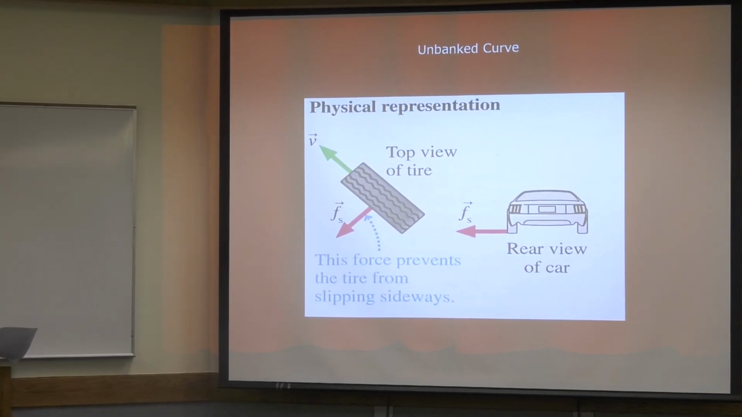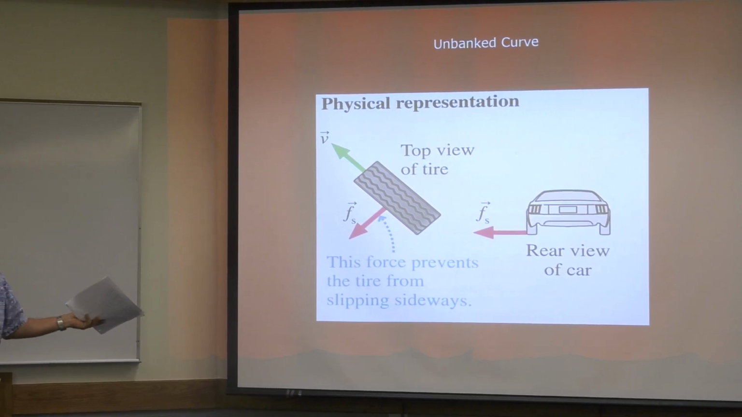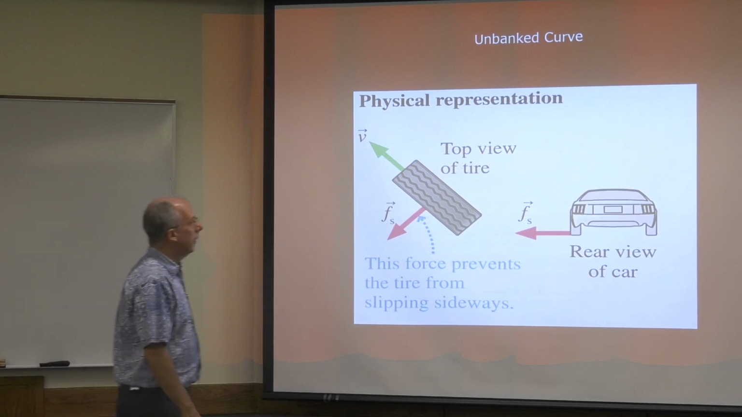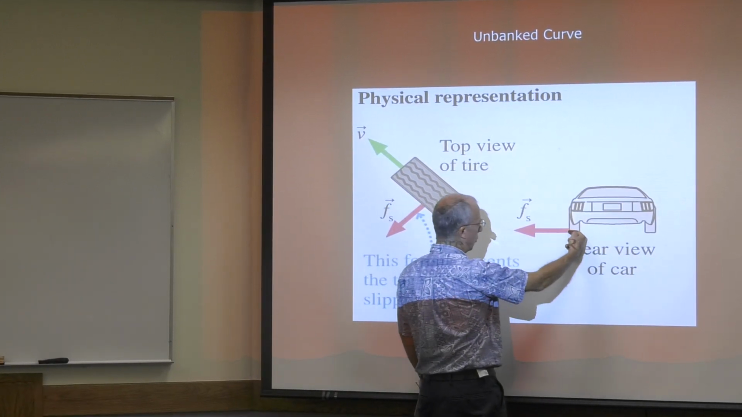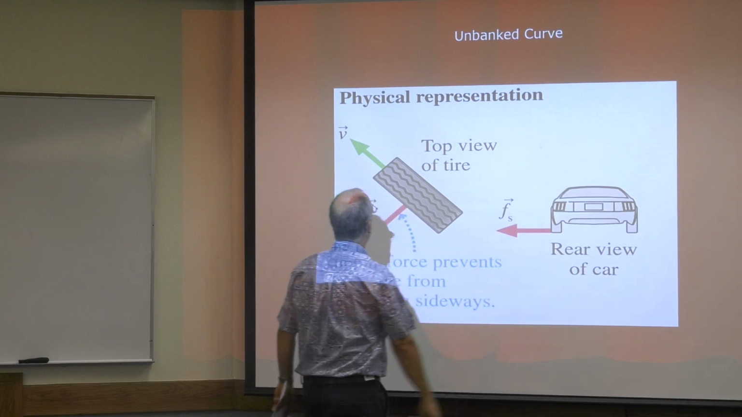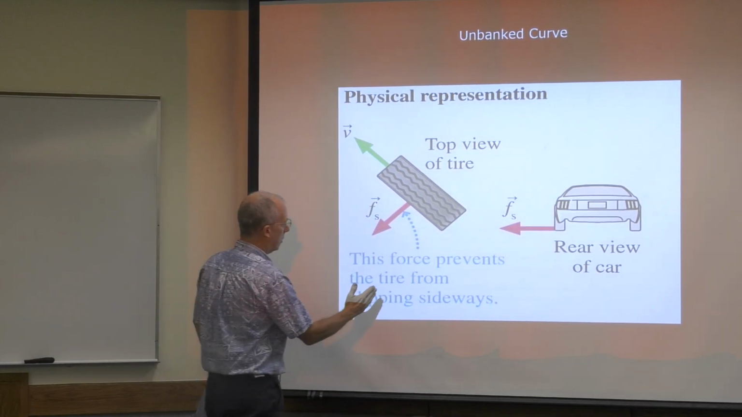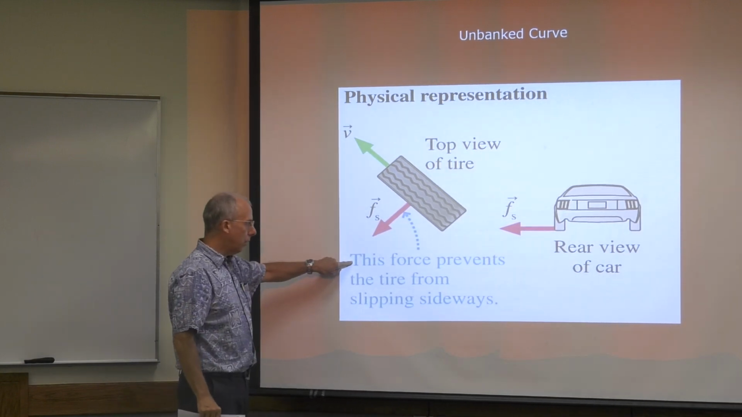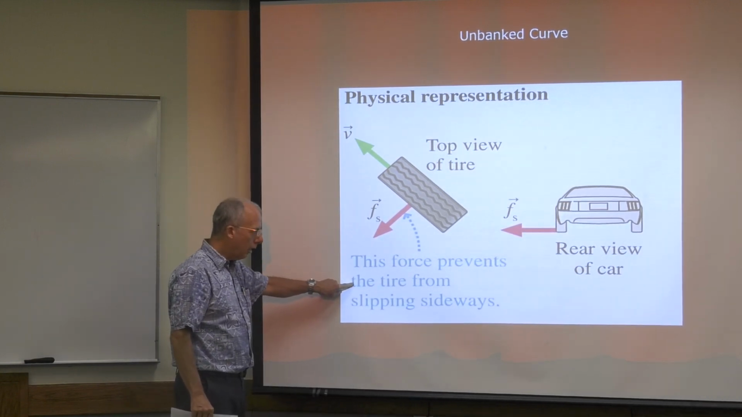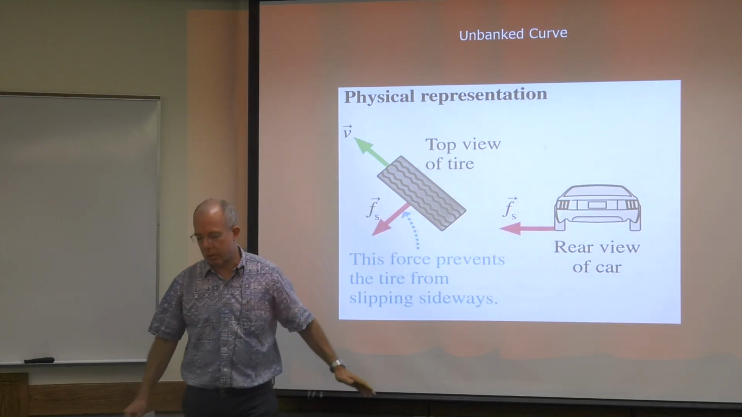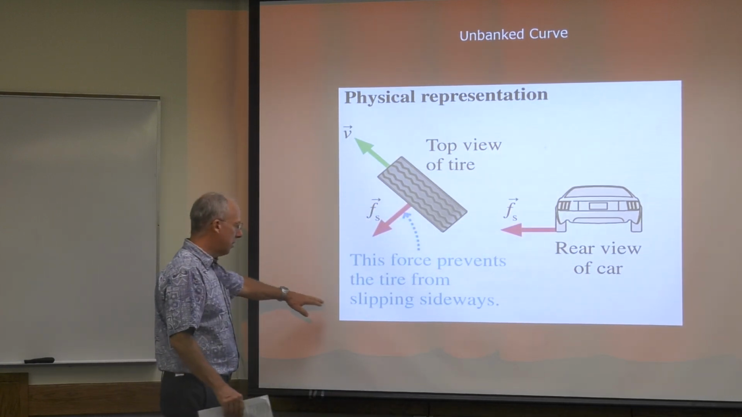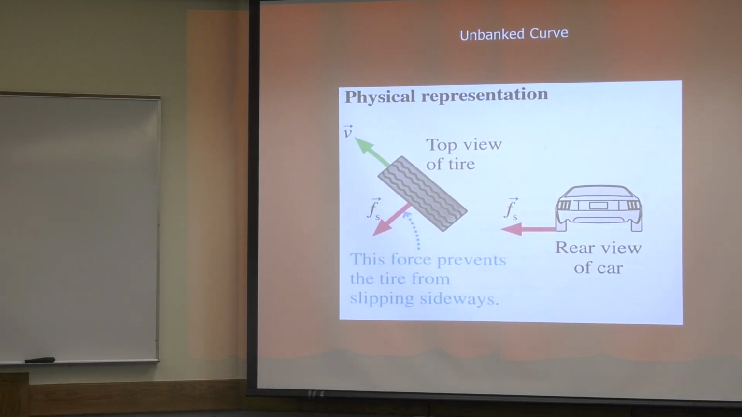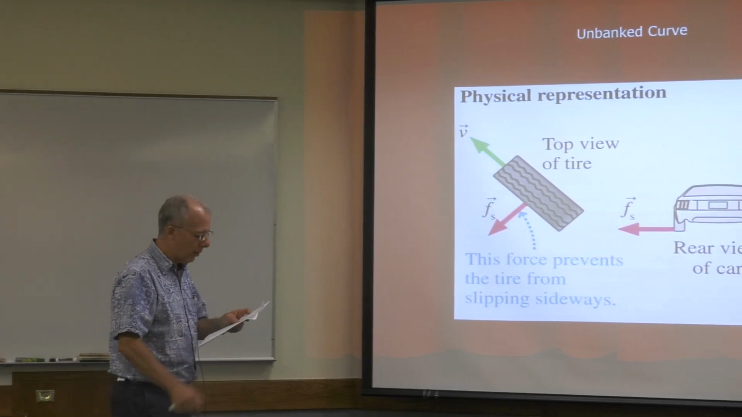So isn't that nice and easy? Whenever you make a circle, there has to be a centripetal force. As simple as that. Okay, so here's the picture. Rear view of the car, centripetal force towards the center of the circle. Top view of the tire, so it's making this turn, right? Center of the circle. So this static frictional force prevents the tire from slipping sideways. We don't want to slip, right? So let's do it. I'm going to do this one, and you'll do the next one.